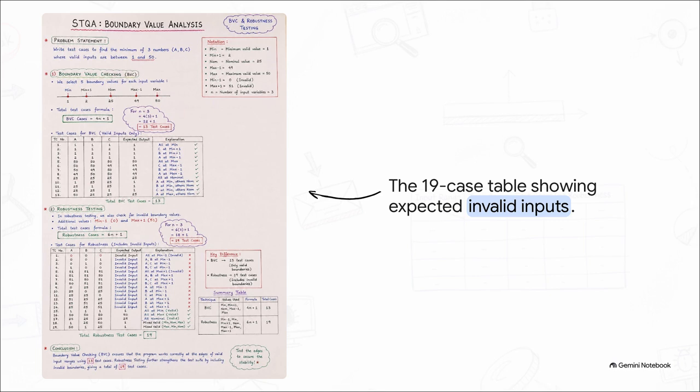For instance, test case 1, A, B, and C are all 0. Output, invalid input. Test case 5, all are 51. Output, invalid input. But check out cases 15 to 19 at the bottom. These are our baseline valid cases, all min, all max, all nominal, and some mixed valid values. Robustness includes these, just to make sure the core valid logic hasn't suddenly broken while the software is busy trying to handle the invalid stuff.